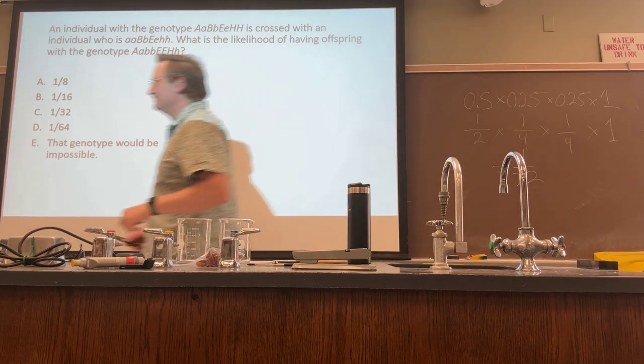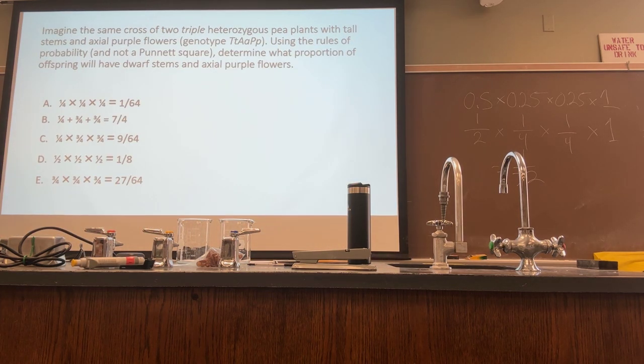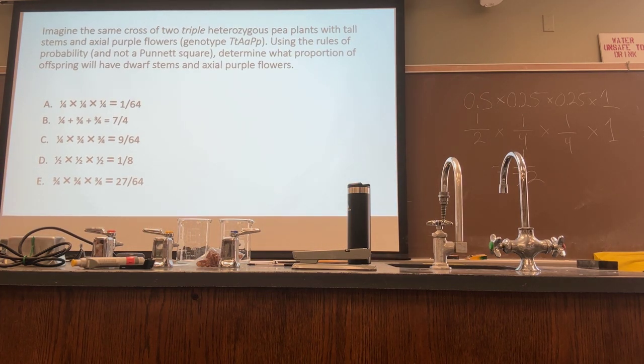Awesome. Imagine the cross of two triple heterozygous pea plants. Okay? Here's a trick. These plants have tall stems and axial purple flowers. They are triple heterozygous, so they are heterozygous for each of those alleles. What's the dominant allele? Tall stems, axial flowers, and purple flowers.